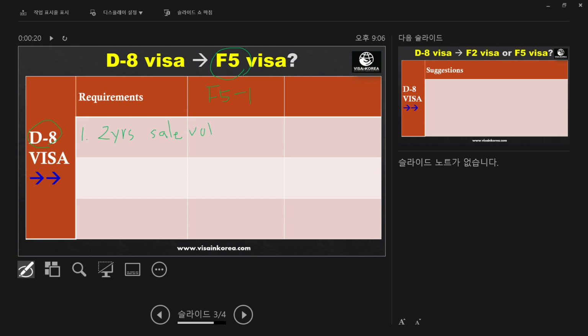Wow, this is very huge. The yearly total is an average, and the sales volume for 2 years is 1 billion won, 10억 won. Wow, too high, right? The second one is that you need 5 years since the D8 visa, right?